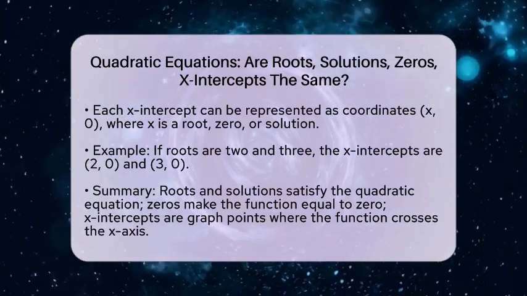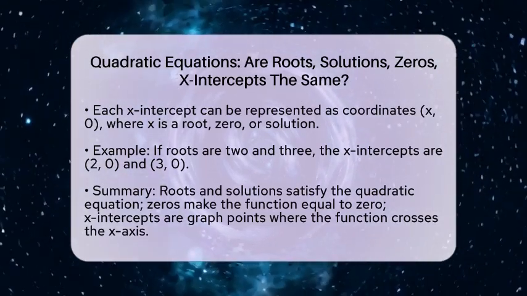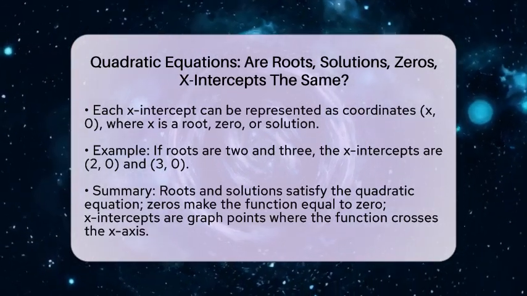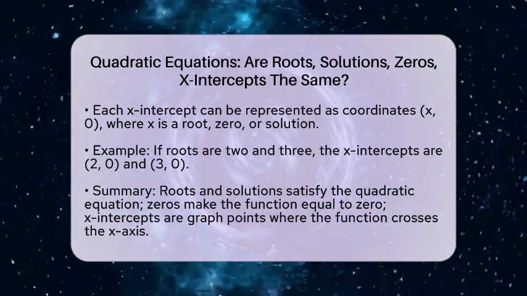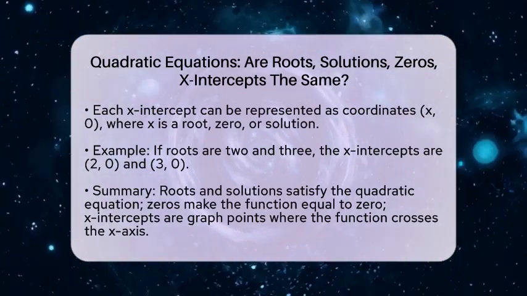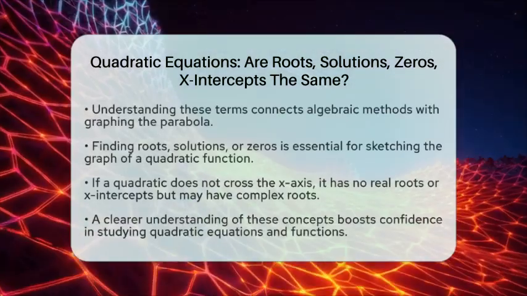To sum it up, roots and solutions refer to the values of x that satisfy the quadratic equation. Zeros are the values of x that make the quadratic function equal to 0. X-intercepts are the points on the graph where the function crosses the x-axis, which correspond to the zeros or roots.